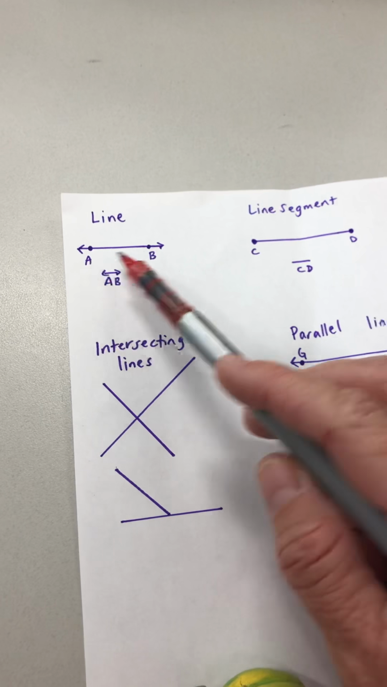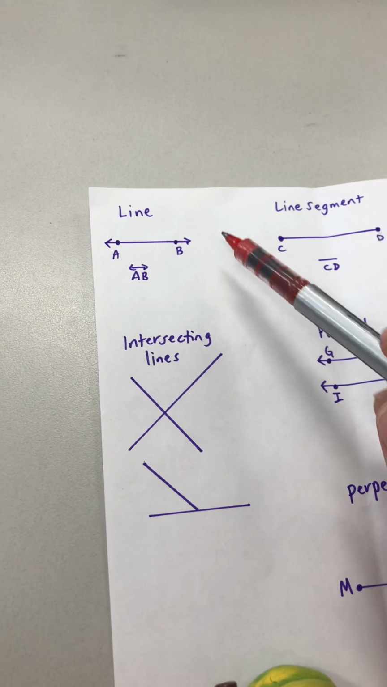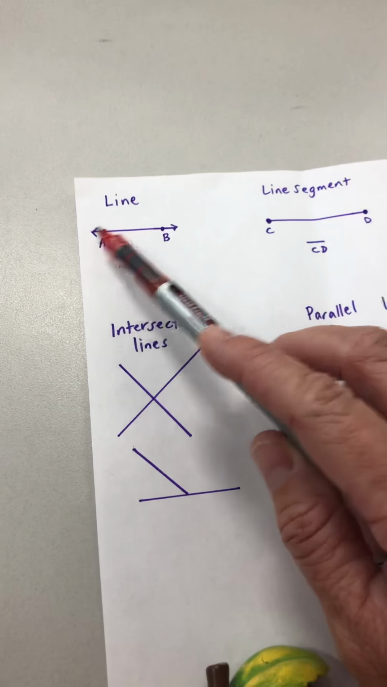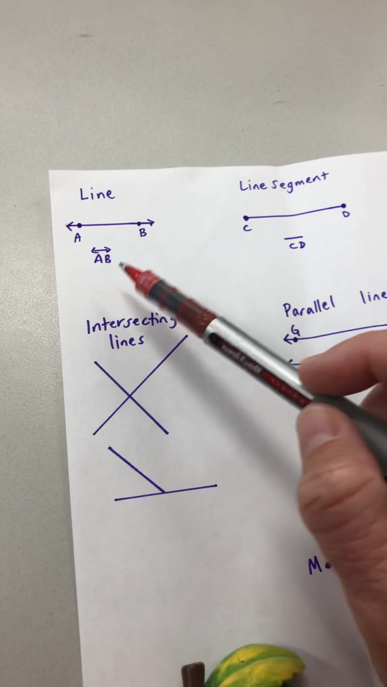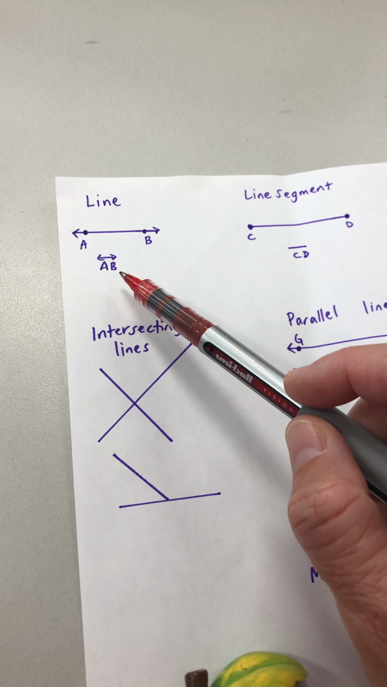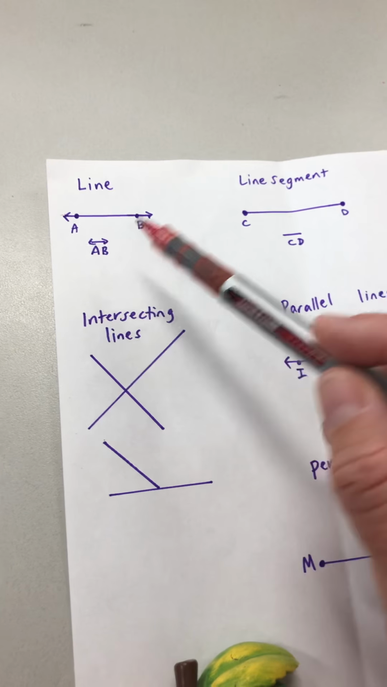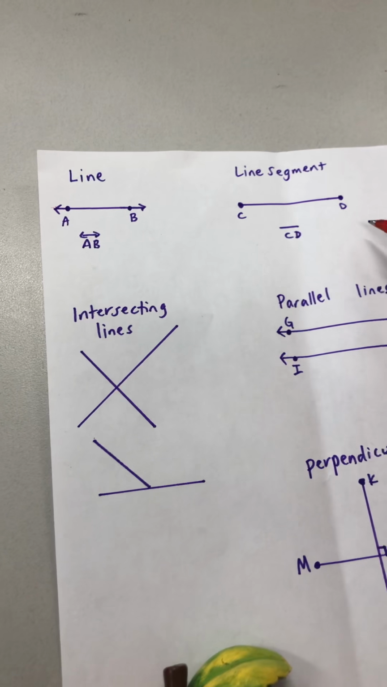So a line connects 2 points in a straight path, which continues forever in both directions. The arrow shows it continuing to the left and to the right. This is an abbreviation for the phrase line AB. We use this symbol above it to show that that is a line that continues.